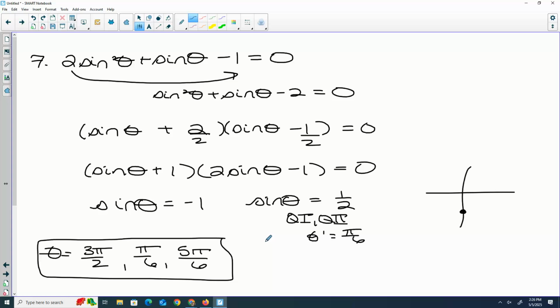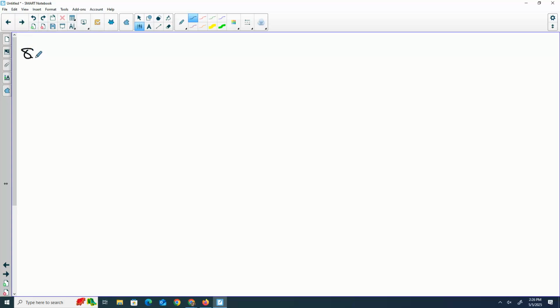Are we doing better with these? Problem 8 is tricky because I have 2 different trig functions. So there's no greatest common factor like we did on problem 6. There's no quadratic formula type problem because we have 2 different functions, so we can't do it like we did problem 7. What else can we do?